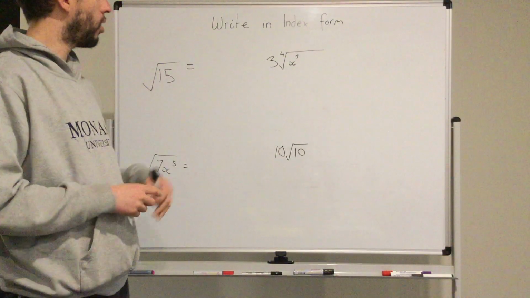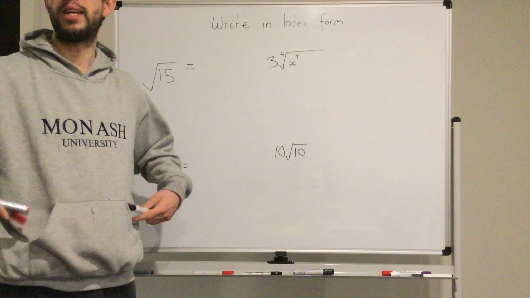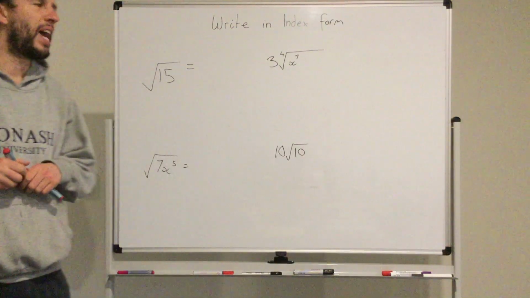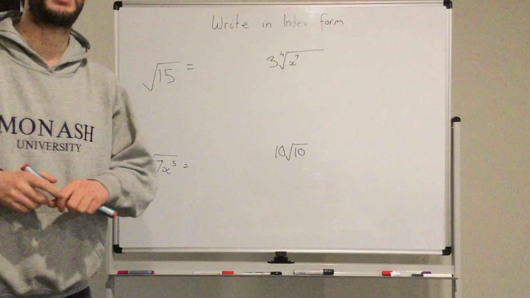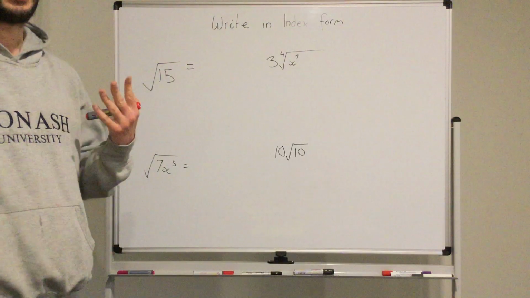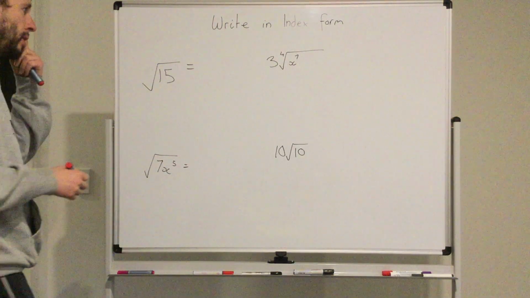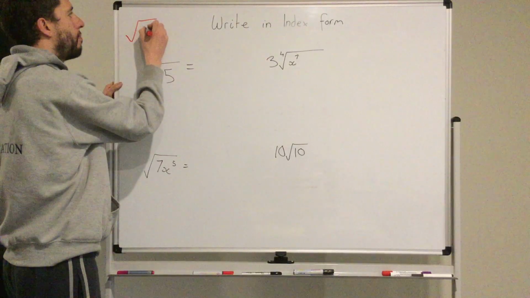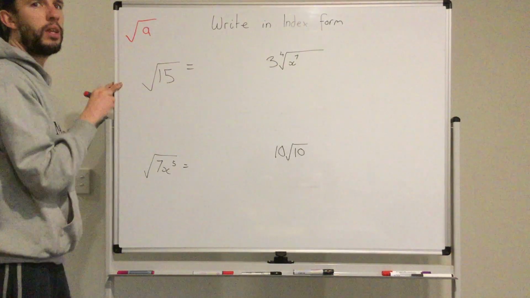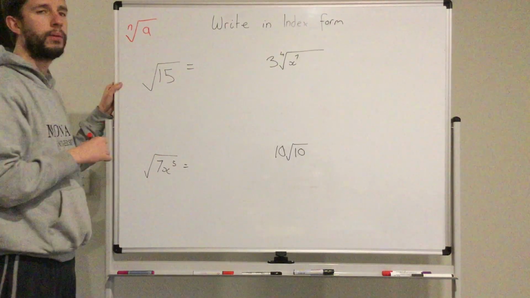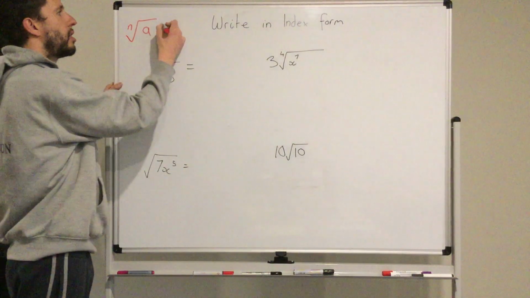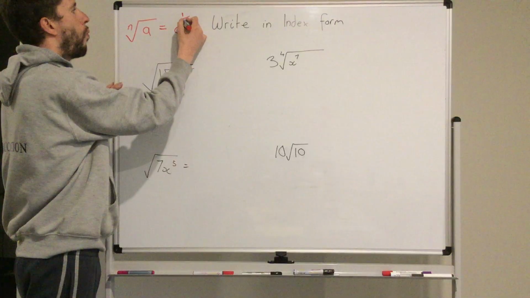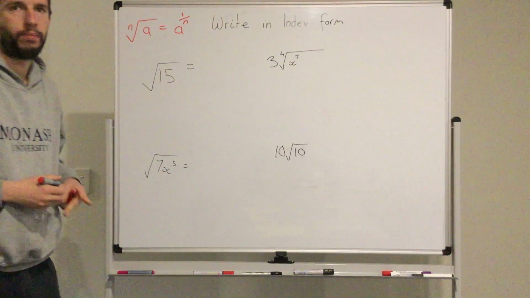So we are going to be looking at writing in index form. Now, I want you to think about the relationship between square roots and index form. So I'm going to put it up here. If I've got any number that is square rooted by something, it is always going to equal that number to the power of 1 over that n.